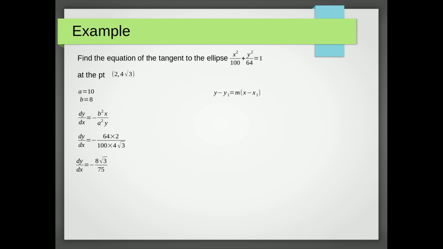So now that I've got my point at 2, 4 root 3, and I've got my gradient of minus 8 root 3 over 75, I've just got to put those values into the equation, y minus y1 equals m(x minus x1), and we end up with this. Now it can be simplified, but we're only after the equation, so we can leave it as it is.